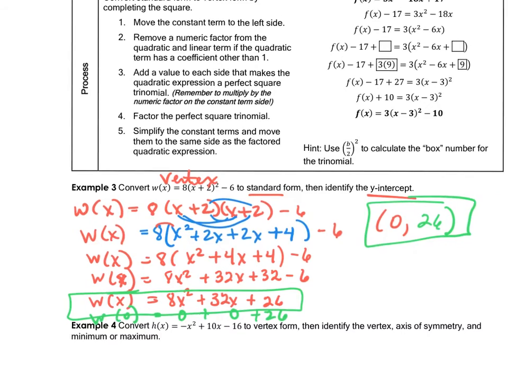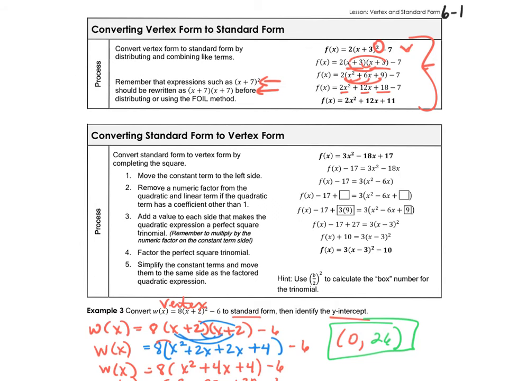Okay, let's go back up and look at converting from standard to vertex. Now that's going to be more challenging, and it's going to require completing the square. So they have 5 steps here. And the first step, if you can see, is they moved the 17 over here. So it said move the constant term to the left side. So done. Then it says remove the numeric factor from the quadratic and the linear term if the quadratic has a coefficient other than 1. See, this coefficient is not 1, so they took out a 3.